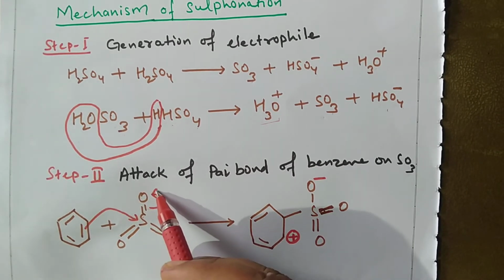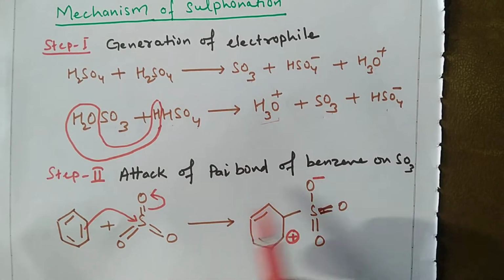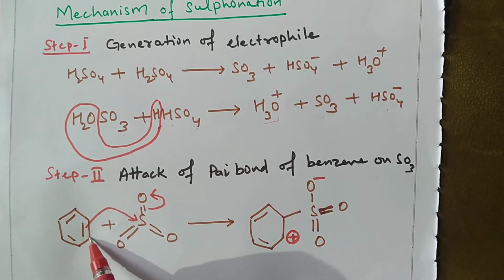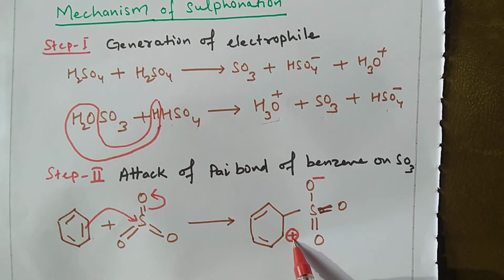So one of the pi bonds is attracted by this oxygen atom, hence oxygen becomes negatively charged and this bond is attached with the sulfur atom. Now there is a scarcity of electrons, therefore a positive charge is developed at this position. So you can see that this positive charge is developed.